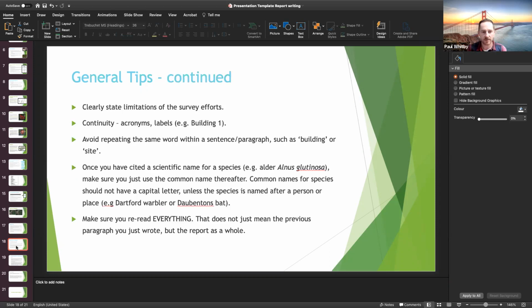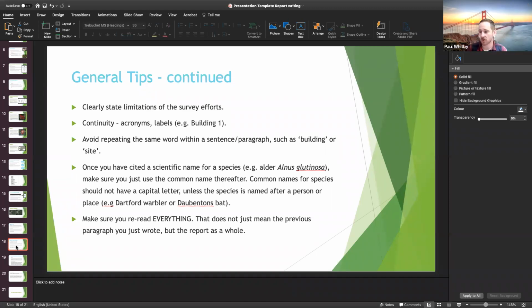Some continued tips, right? So make sure you state very clearly the limitation to any survey effort. At the moment, obviously with coronavirus, that's pretty common, isn't it? That we can't perhaps access a roof void because someone inside is shielding and you can't socially distance to get into a roof void and complete your assessment. Just be very clear of any limitations and why that limitation existed. It might be that a site is really hard to access. I've been on sites before that are just an absolute jungle of bramble and you can't get through the whole thing.